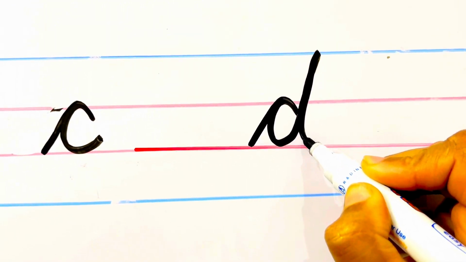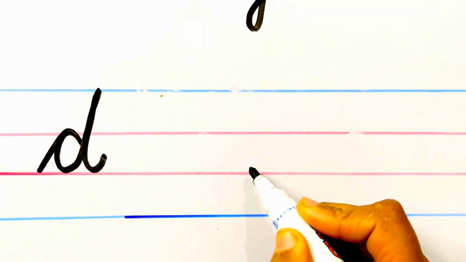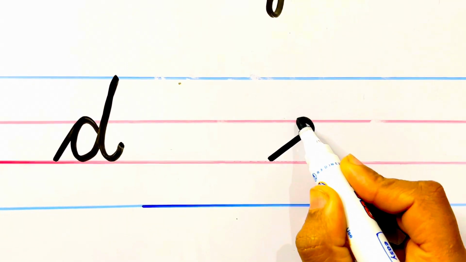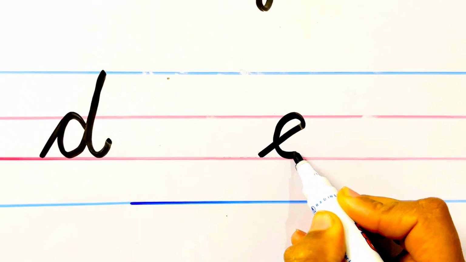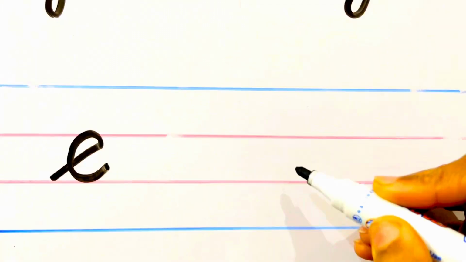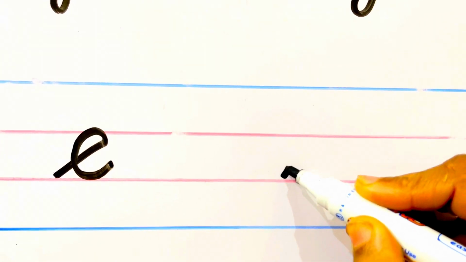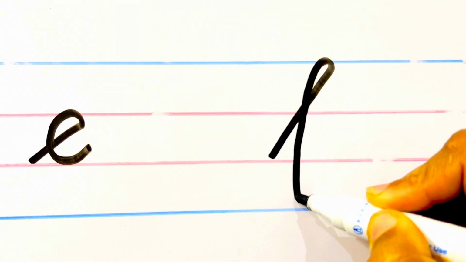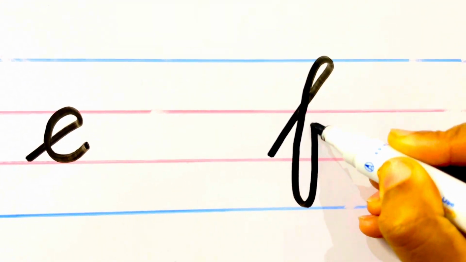To write D in cursive, we draw a slant line, then right curve, make a sky slant line, down, make a tail. To write E in cursive, we draw a slant line with a loop, then right curve. To write F in cursive, we draw a slant line with loop, then touch root line, then draw a connector.